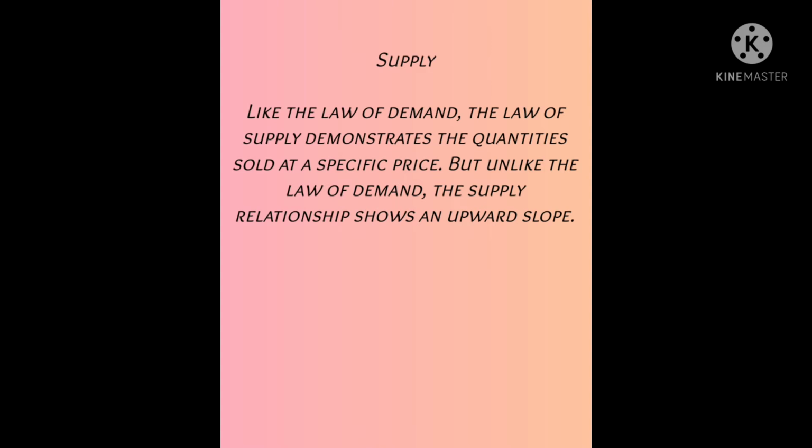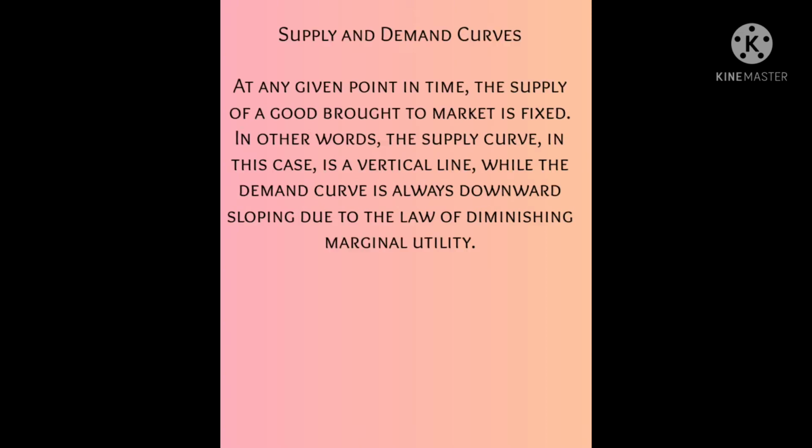And now let's talk about the supply. Like the law of demand, the law of supply demonstrates the quantity sold at a specific price. But unlike the law of demand, the supply relationship shows an upward slope. This means that the higher the price, the higher the quantity supplied. From the seller's perspective, each additional unit's opportunity cost tends to be higher and higher. Producers supply more at a higher price because the higher selling price justifies the higher opportunity cost of each additional unit sold.